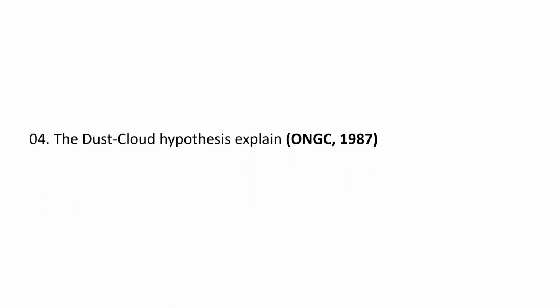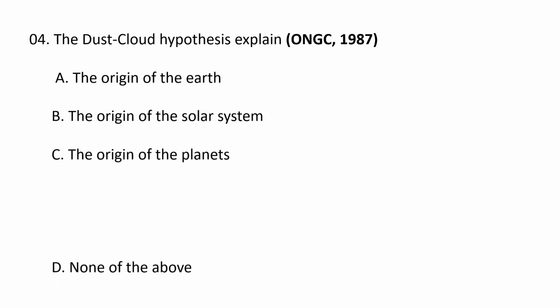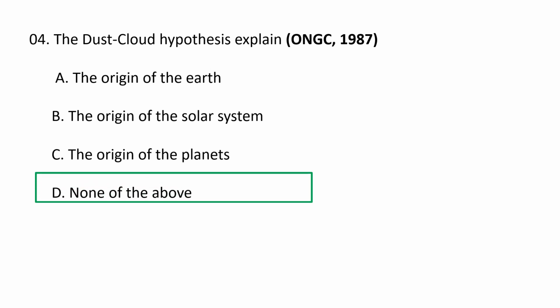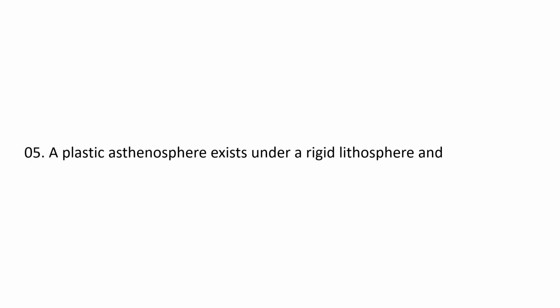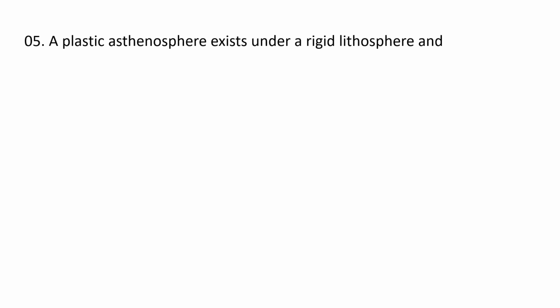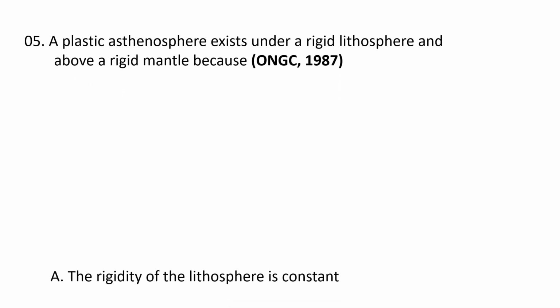Next question. The dust cloud hypothesis explains A. The origin of the Earth, B. The origin of the solar system, C. The origin of the planets, and D. None of the above. So this the dust cloud hypothesis, it explains the origin of the solar system.